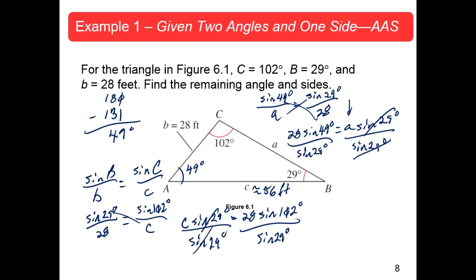Okay, let's round that to 44. Is that what you said? 44 feet. Okay, and again, let's just get a good feel for whether we got it even in the right ballpark. The smallest angle has the smallest side, the largest angle has the longest side, the middle angle has the middle side. Sure enough, that looks reasonable.